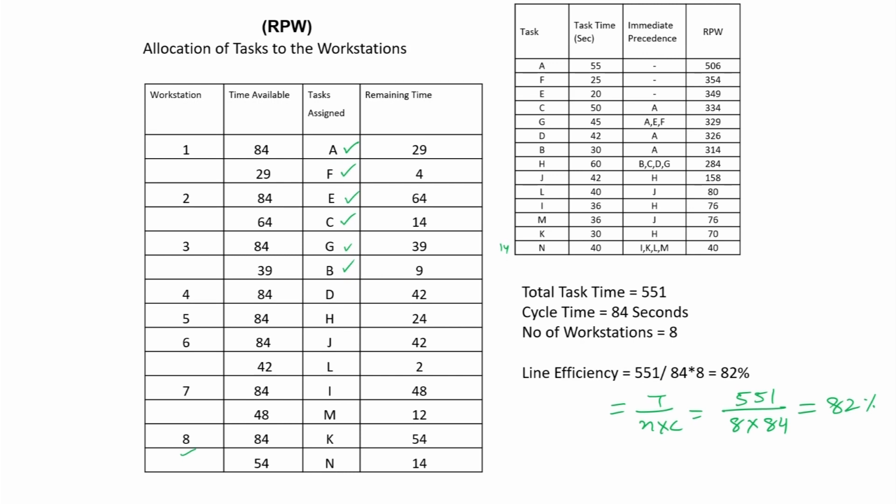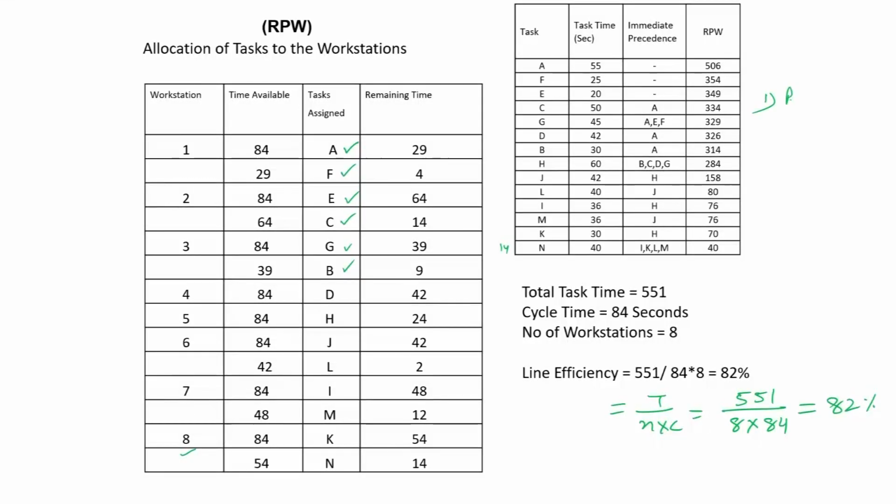It is a very useful technique and many software packages use this particular algorithm, because it has the best of both algorithms, whether it is the largest element time method, the largest task time method, or the Kilbridge and Wester method. It takes care of the number of followers as well as the time required for a particular element. Both aspects are combined in this case to allocate the tasks. I hope you have understood the allocation.